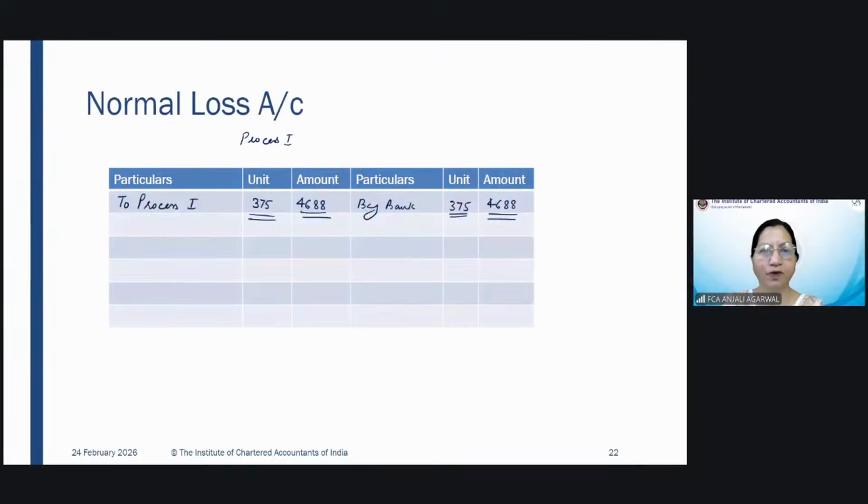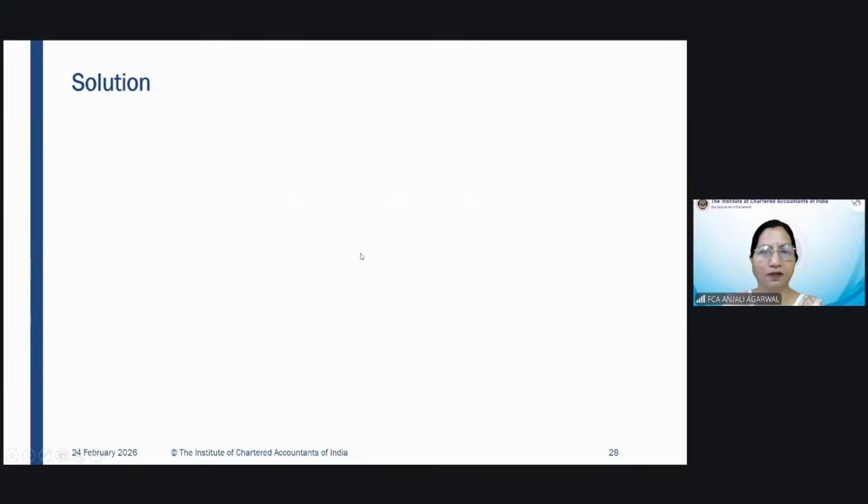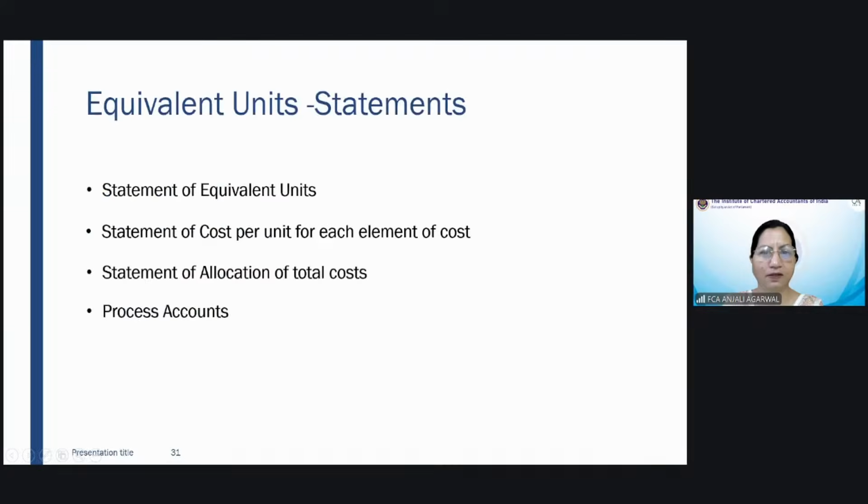All right. We move on to next topic, which is equivalent units. So when we talk about equivalent units, we have to prepare four statements. Statement of equivalent units, one. Statement of cost per unit for each element of cost. Then how you will allocate this cost, and then you can prepare the process accounts.